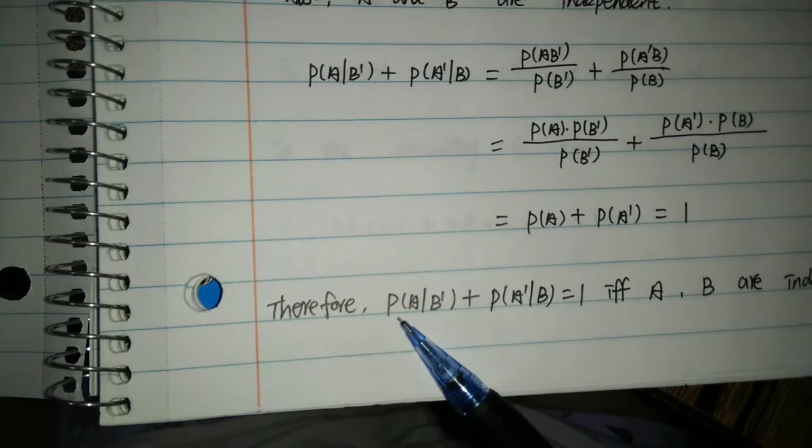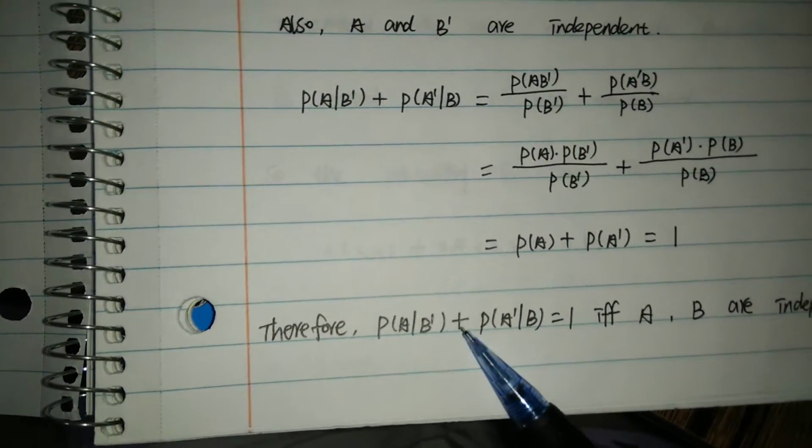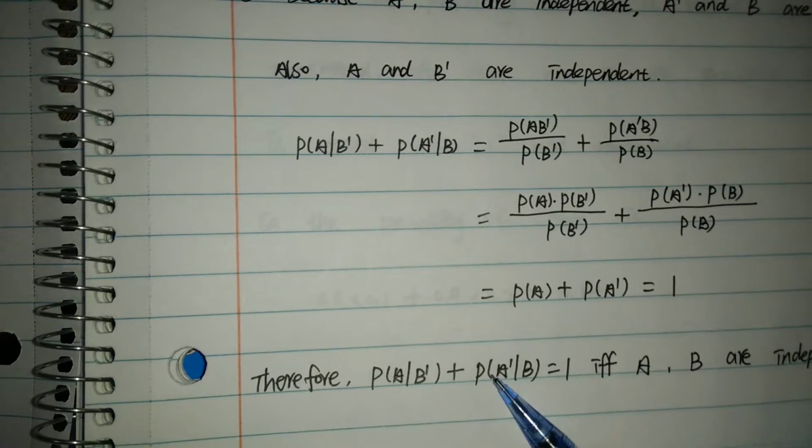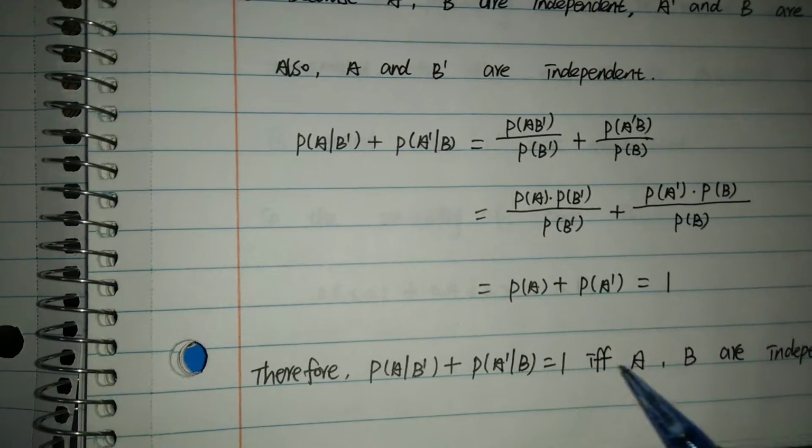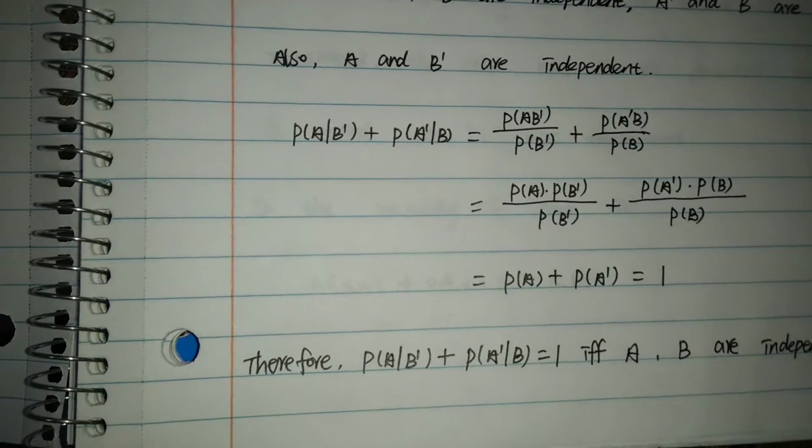So probability of A given B naught plus probability of A naught given B equals 1 if and only if A, B are independent. That's it.